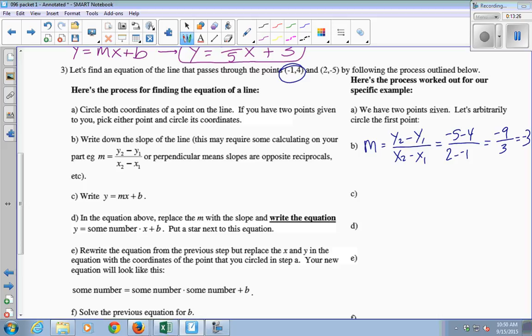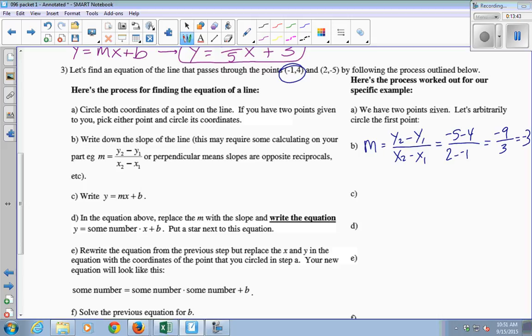Mm-hmm. It comes out the same, right? Comes out to negative 3. So you can do the subtraction of your points in either order, as long as you do the same order on the top and the bottom. So it should come out to negative 3 either way.